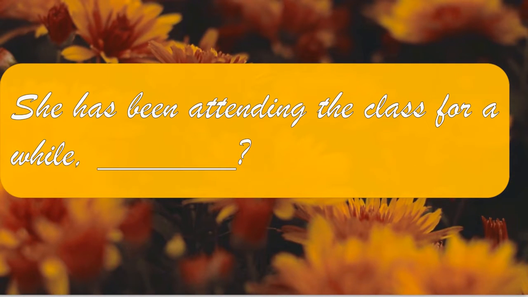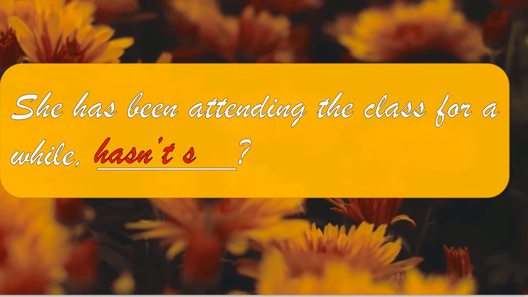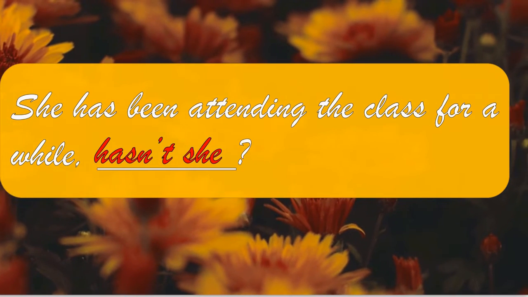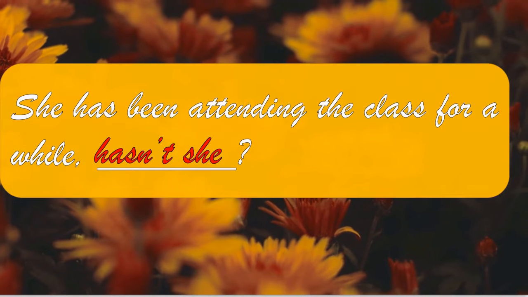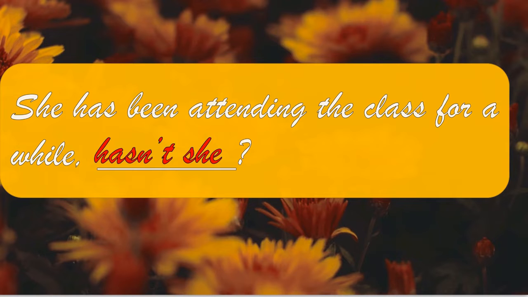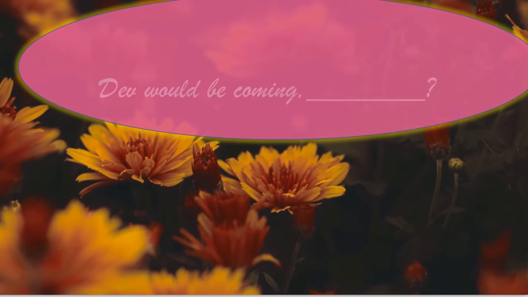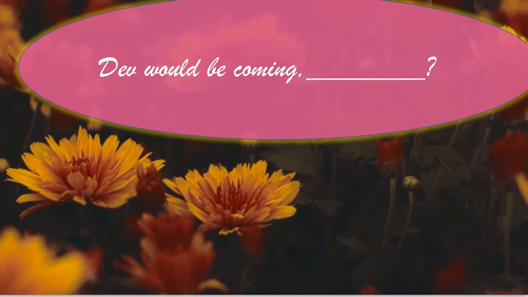When there are auxiliaries, we should take the first auxiliary, that is has. The sentence is positive, so the tag should be negative and the pronoun is she. Therefore the tag is hasn't she. She has been attending the class for a while, hasn't she? Now the next example is Dave would be coming.